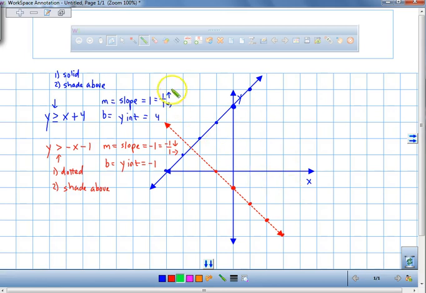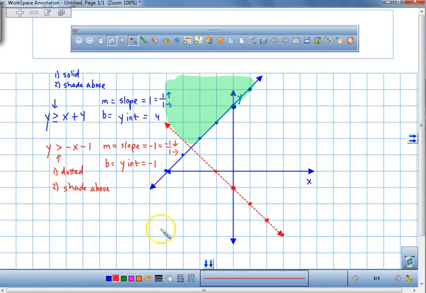So where would they overlap? They would overlap right in this general area. That's where the two would overlap. What I need you guys to do is label this right here. Label this as your solution region. This is your solution region.